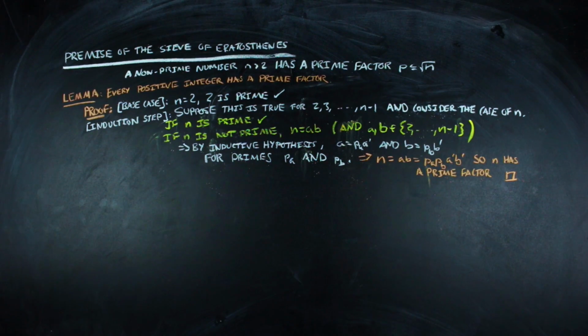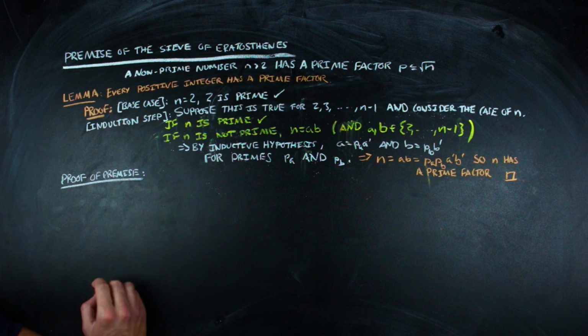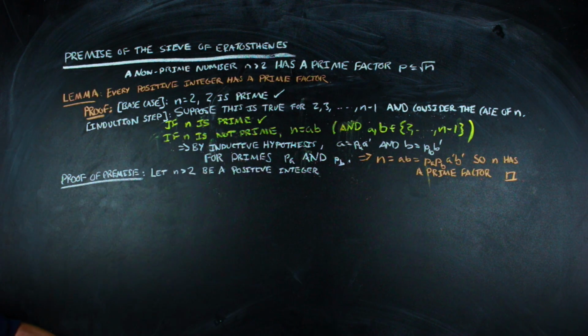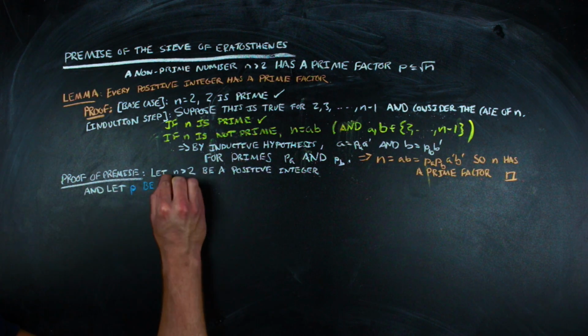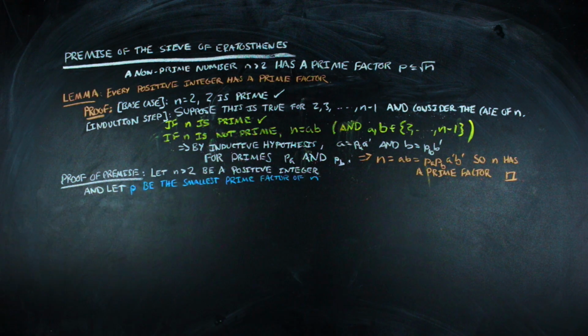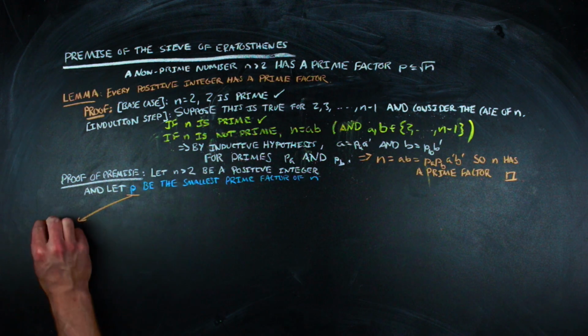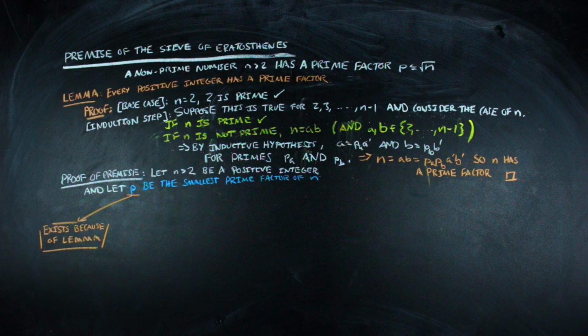So here we go. Let n be some positive whole number and let p be the smallest prime factor of n. We're going to argue by contradiction and suppose that p is greater than the square root of n. If p were greater than the square root of n, then there would be a prime factor that was greater than the square root of n, not less than or equal to it. And so the sieve wouldn't pick up this prime p when we were searching through for them.